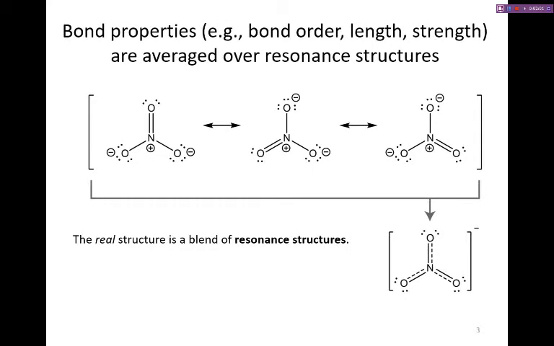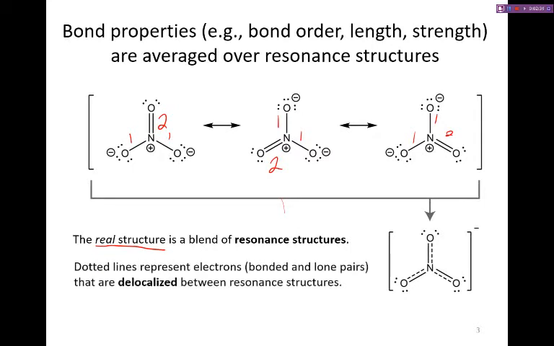So in the structure in the middle, it looks like there is a bond order of 2 and 1 and 1. And where that bond order of 2 is, looks like it's shifting. But in reality, the real structure is actually a weighted average or a blend of all of the resonance structures. And so it turns out that it is not any one of these structures, but it is the average of all three structures at once. And we can use dotted lines to represent the electrons that are delocalized between the resonance structures.